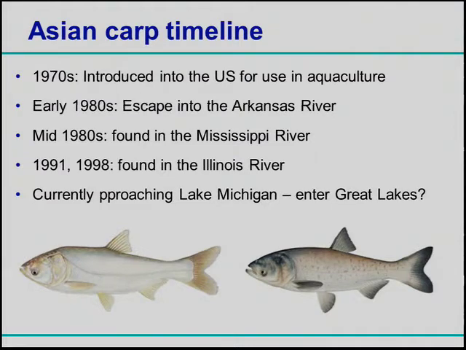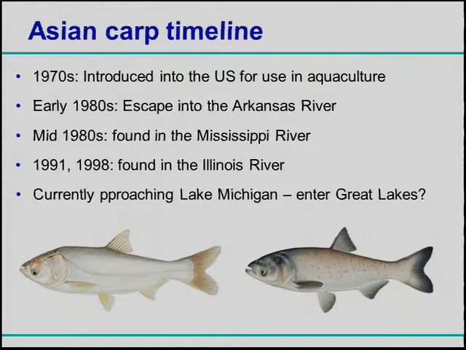Asian carp, these silvers and bigheads, were introduced into the U.S. around the 1970s for use in aquaculture. They're filter feeders, so they basically swim with their mouths open and eat anything that ends up in their mouth. And so they were brought in for aquaculture, to keep ponds clean. They do a very, very good job of that. In the early 80s, there was a flood in the Mississippi River, and the Asian carp escaped, and in the mid-80s, they're found in the Mississippi River, and then they started spreading northward.